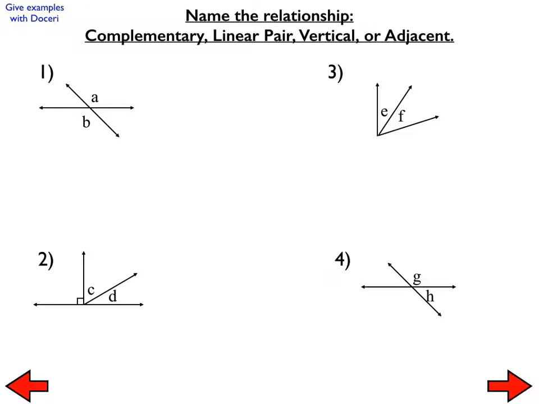Alright, let's practice naming those relationships. So on the back of your notes there, number 1, there's a lot of angles going on, but we only care about angle A, which is this one right here, and angle B, which is this one right here. They don't share any walls. They're not next to each other. They don't equal 90 degrees. They don't equal 180 degrees. So what relationship do they have? They are vertical. They are facing opposite directions from each other. So this one has a vertical relationship. Please write vertical on your notes.